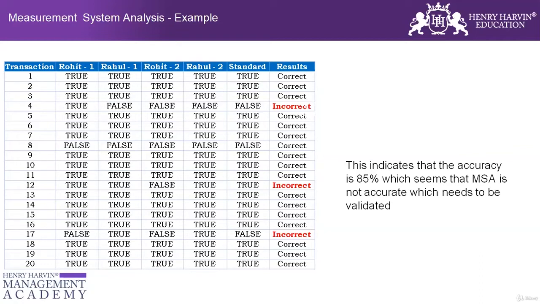I would say that my measurement system is not good to go, and then I will not accept it. For me to accept the measurement system analysis, my standard has to be 90% and above. And then only I would say that my measurement system is good to go. So in this example, if you see, it is not accurate. So this is an example where MSA will not be accepted.